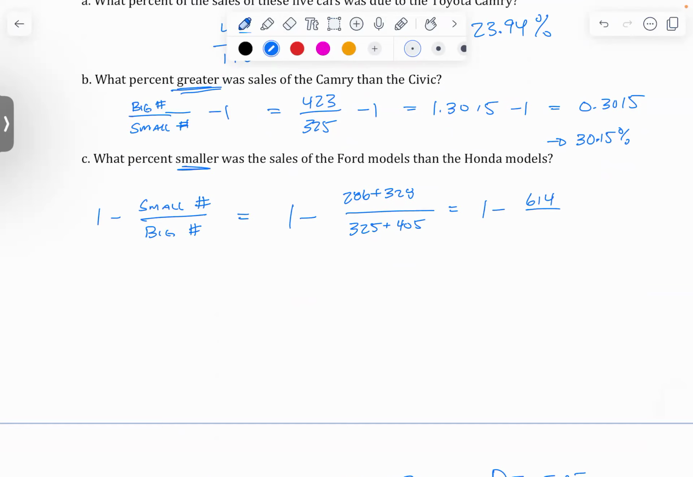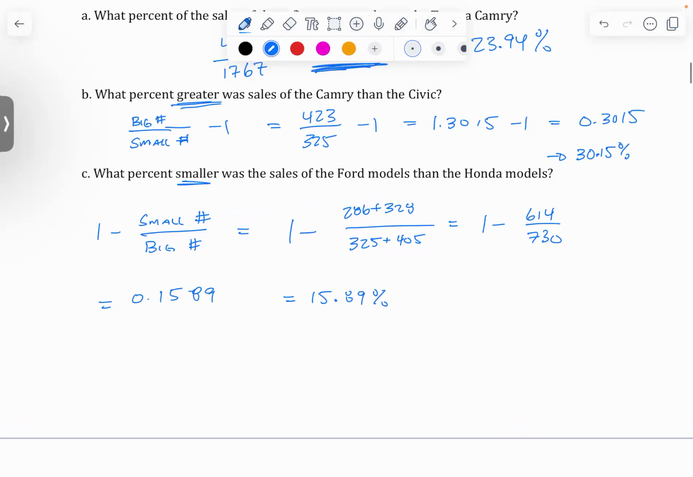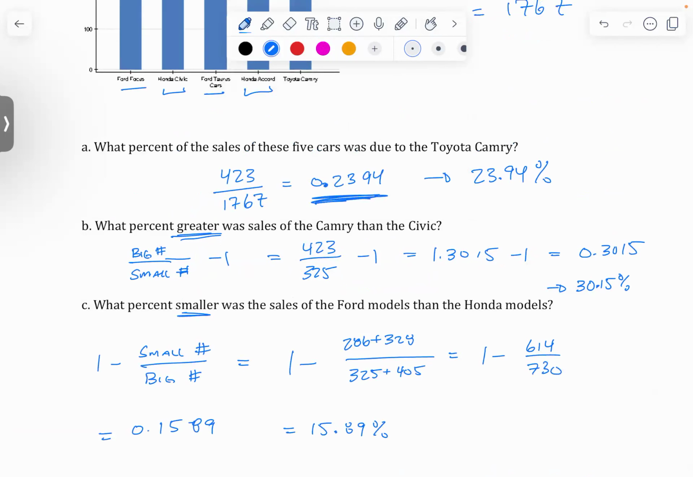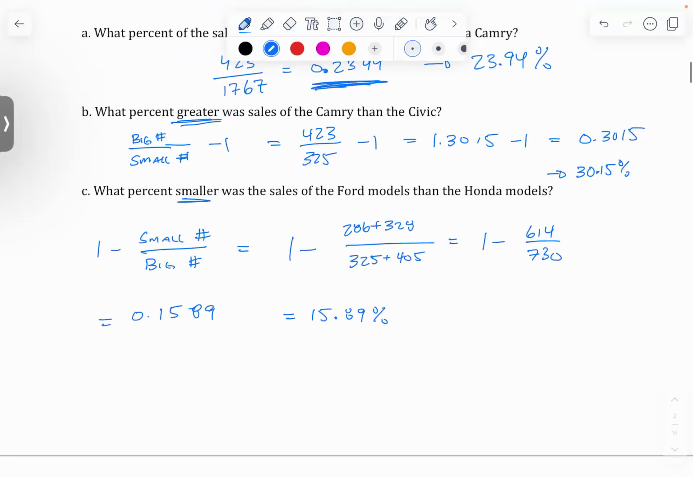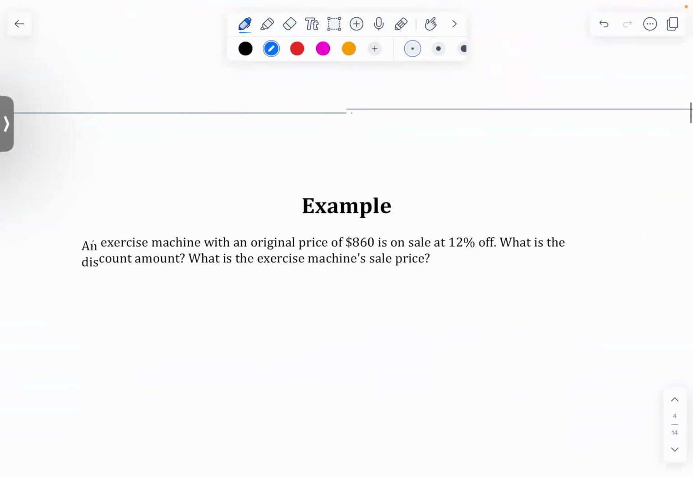So 1 minus 614 all over 730. That gets us 0.1589, aka 15.89%. So percent increase, percent decrease. Again, it's really just about paying attention to what is being asked in the question. In part A, we were asking for a percent of the total. In parts B and C we're asking for an increase or a decrease. So pay attention to that.